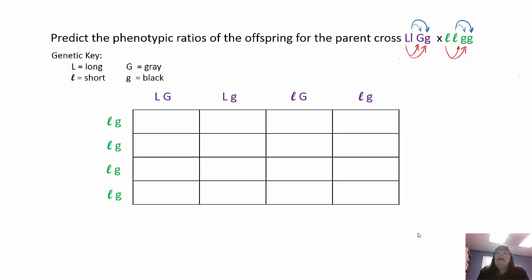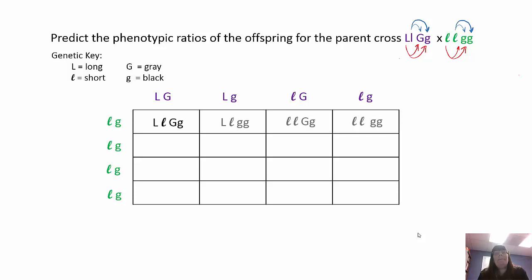Now, if we do a heterozygote times a double recessive, so big L, big G, little l, little g times little l, little l, little g, little g. The gametes that you can get from the heterozygote don't change: big L, big G; big L, little g; little l, big G; little l, little g. But the gametes for the double recessive do change because all the double recessive can give is little l, little g. So that's all they can give. So you have the same gamete for all 4.